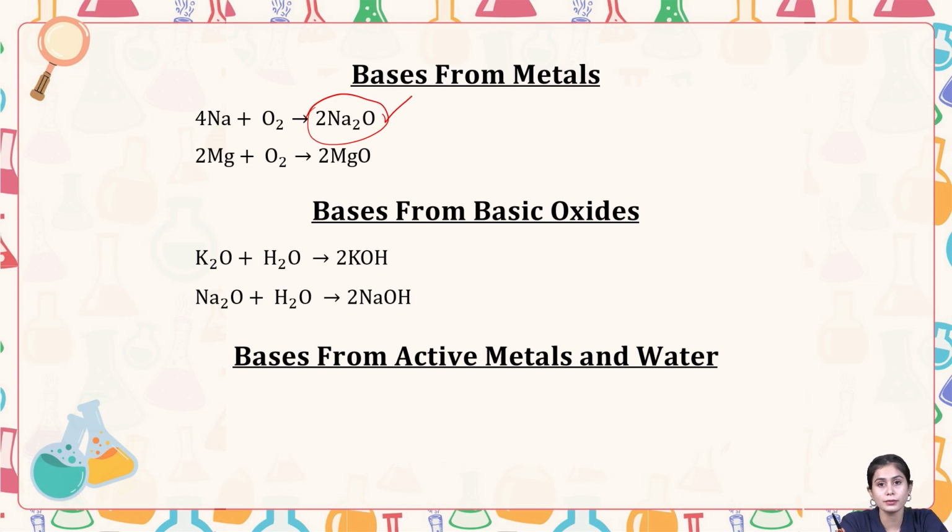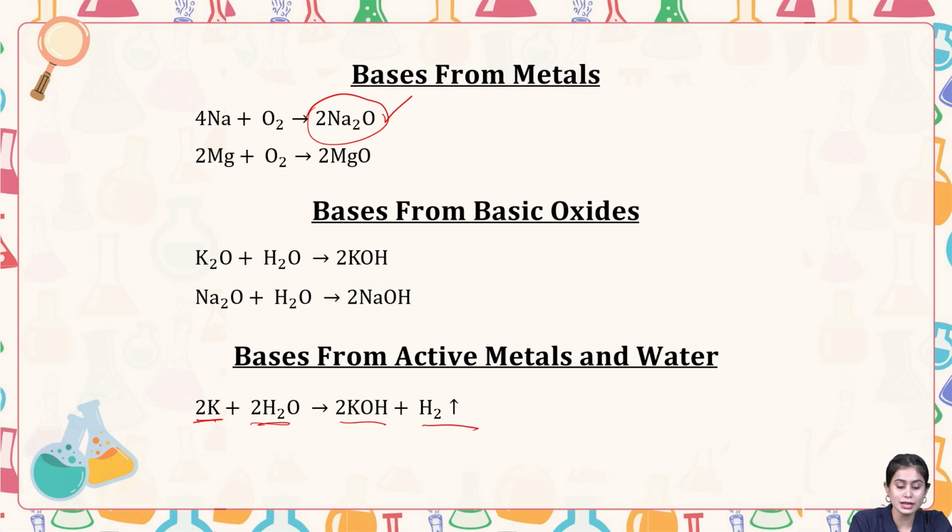Active metals, your sodium metal, potassium metal, these are all active metals, right? So let's take potassium as the metal, reacting it with water, H2O, and what you will get? KOH plus H2 gas will be evolved. Okay, the same reaction which we saw, but this time we are taking the pure metal instead of metal oxide.